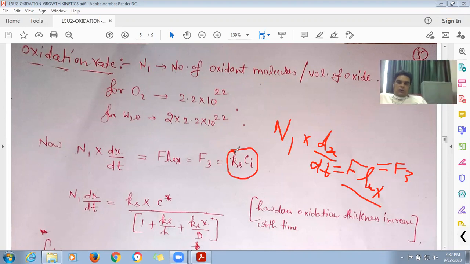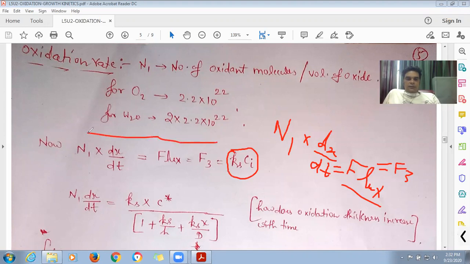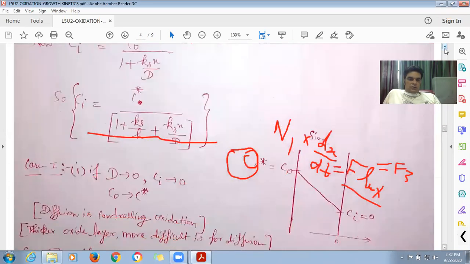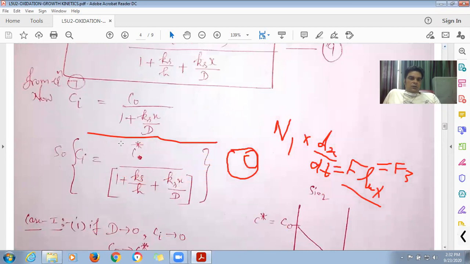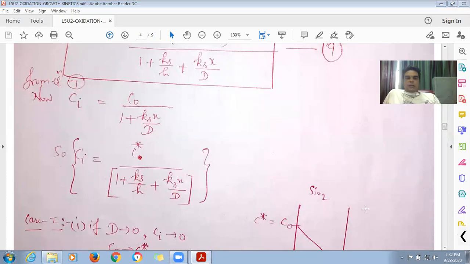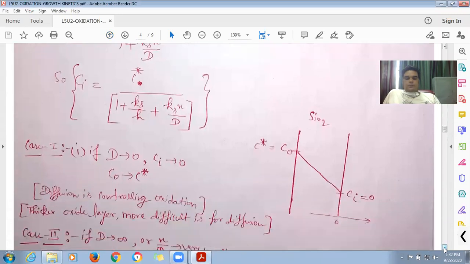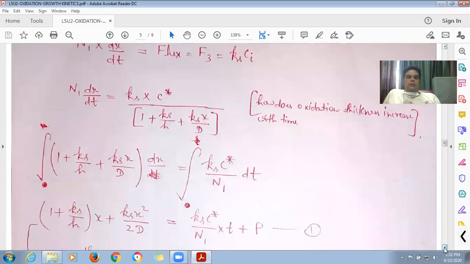For these values you can refer to my previous video. If I replace the value of Ci that we found in the previous lecture, I can show you the values of Ci. That Ci was equal to this, that is C star upon this. If I put the value of Ci from here into here, I will get this. So I need to calculate the value of x.